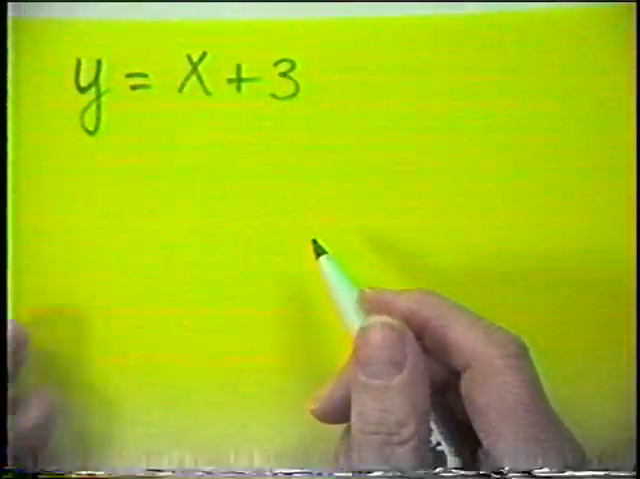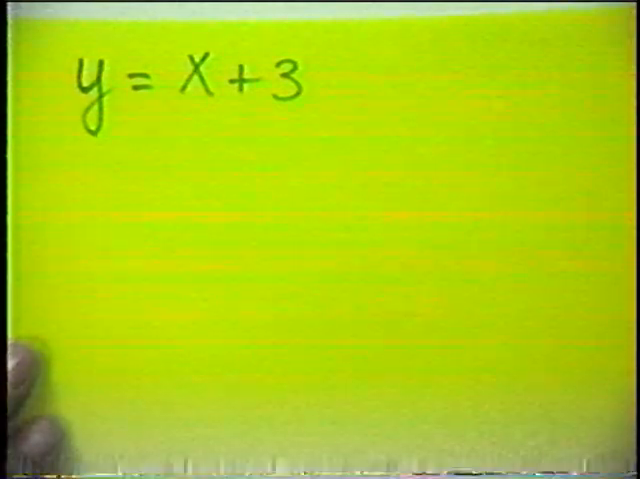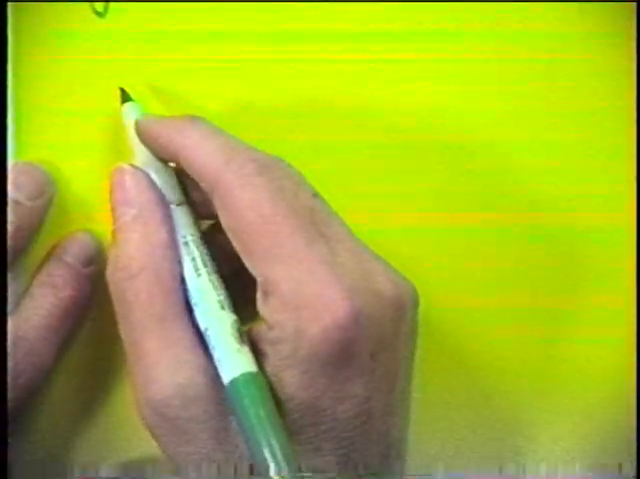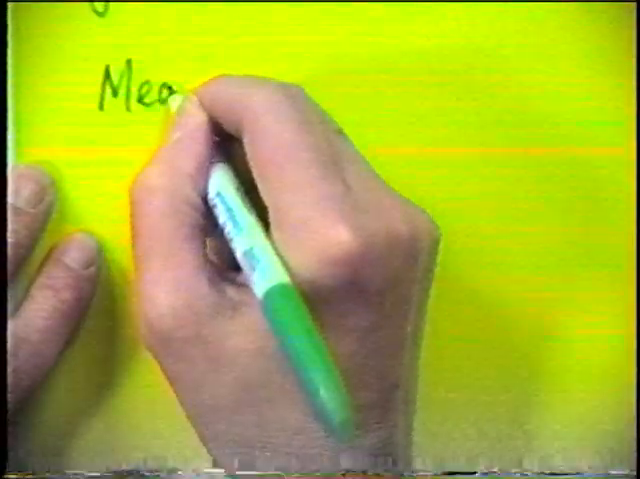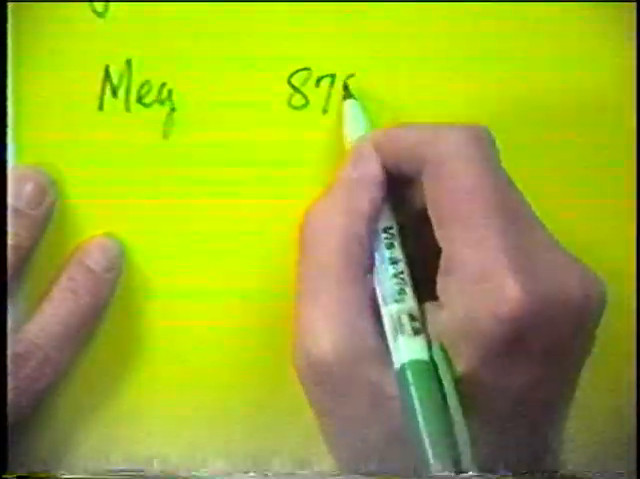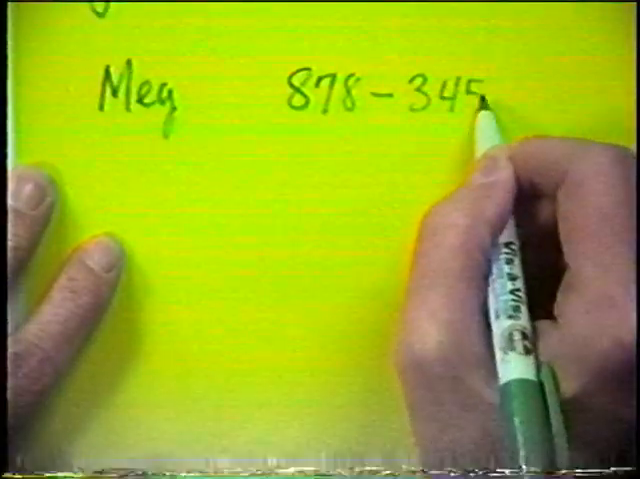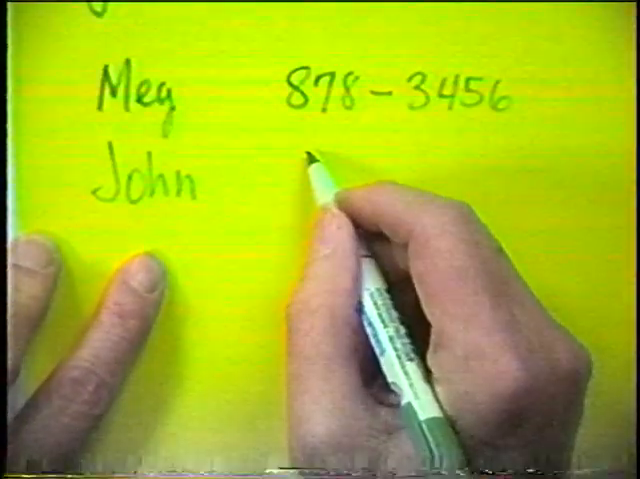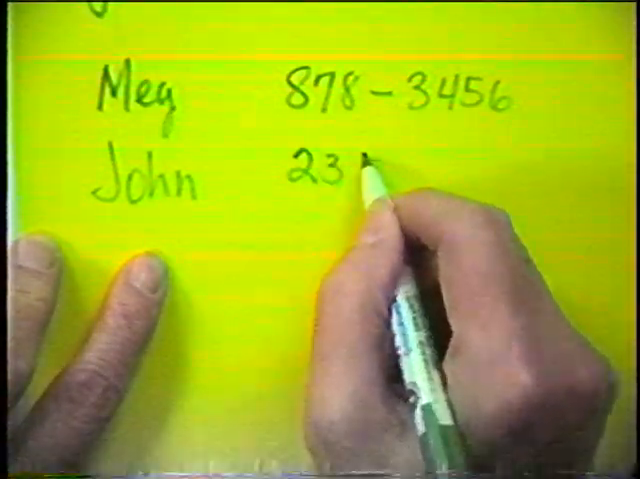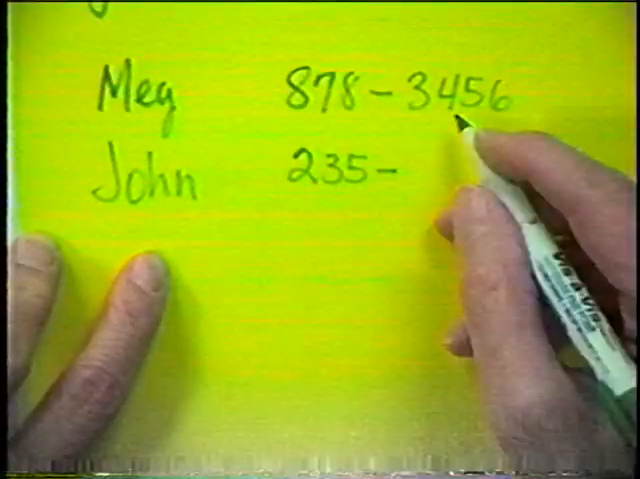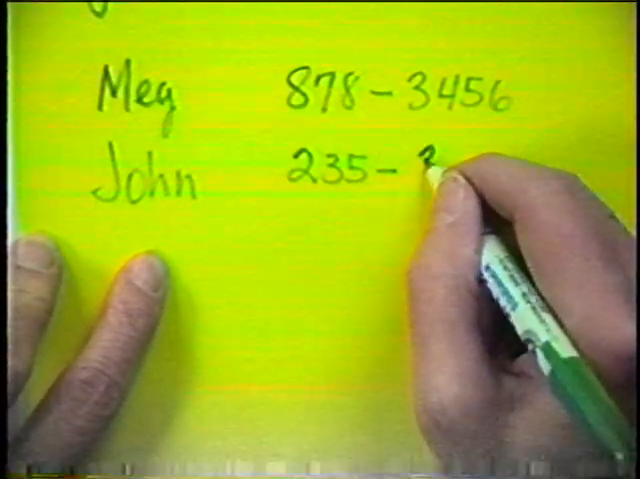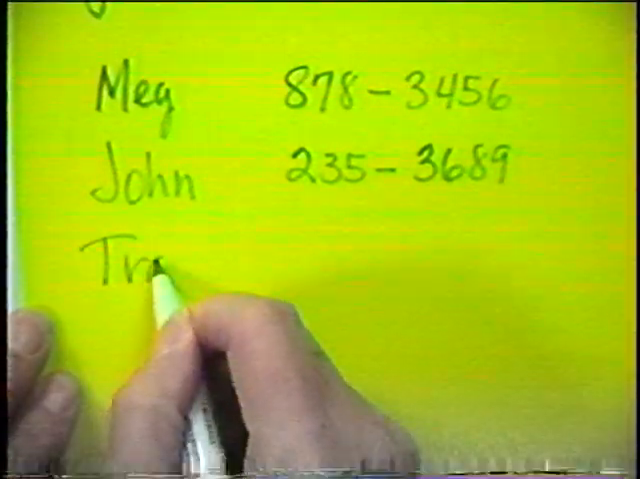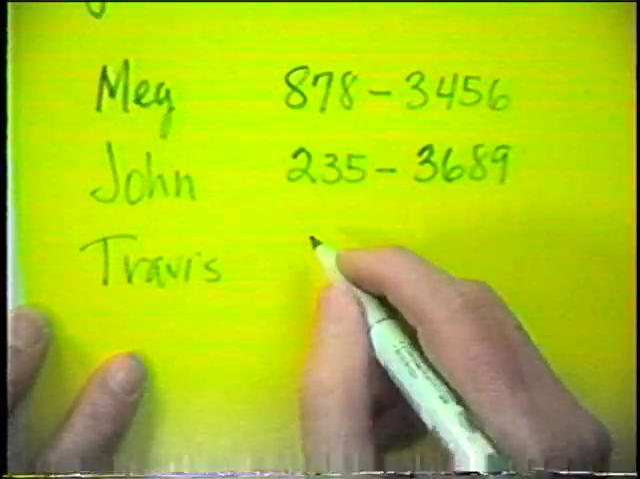Okay, a relation can be anything that has a relationship between it. If I have something like a person and their telephone number, let's just make up some people. We'll say Meg and her number is 878-3456, and then we have John and his telephone number is 235-3689, and let's have Travis, and Travis's phone number, he doesn't want to give it to us.